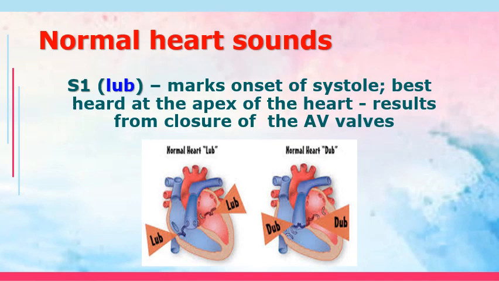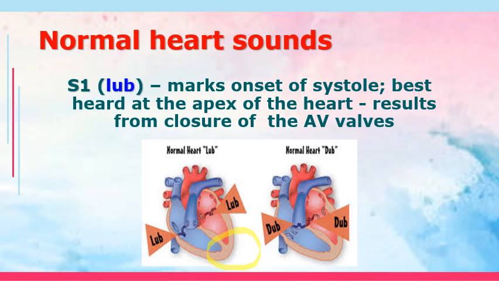So your normal heart sound is composed of S1, S2, lub-dub. Your S1 is considered to be the first heart sound. It marks the onset of systole. Okay, remember, it is best heard at the apex of the heart. So your lub could be best heard on the apex of the heart. Notice that the location of your apex is found on the lower part of your heart. Okay, so that's your lub.